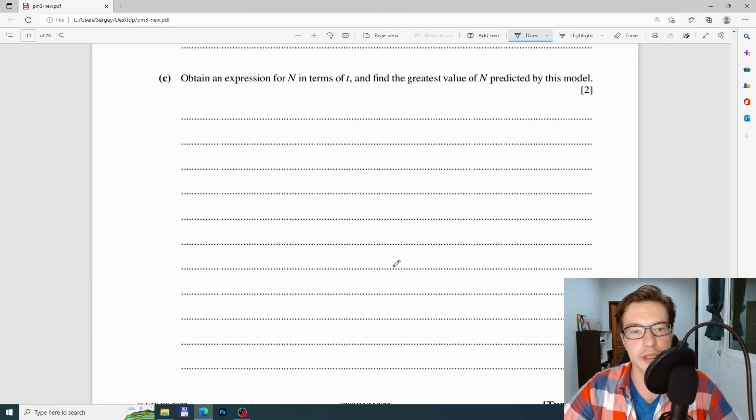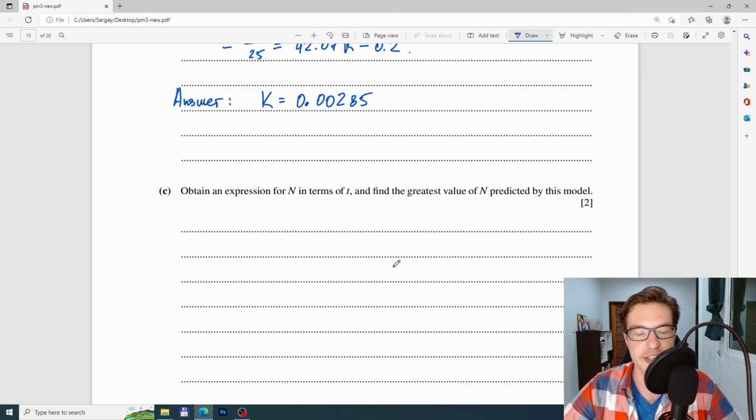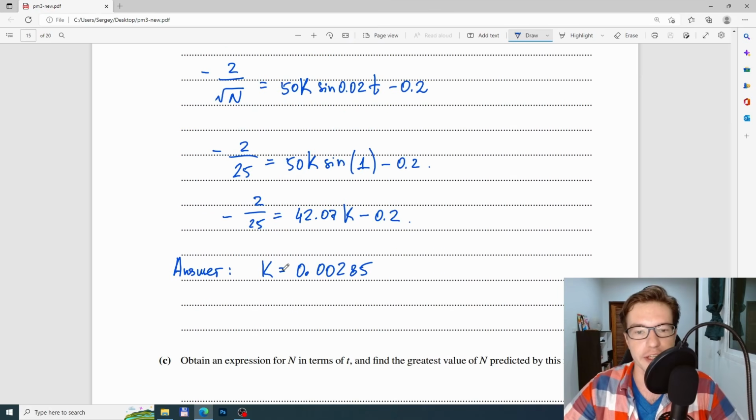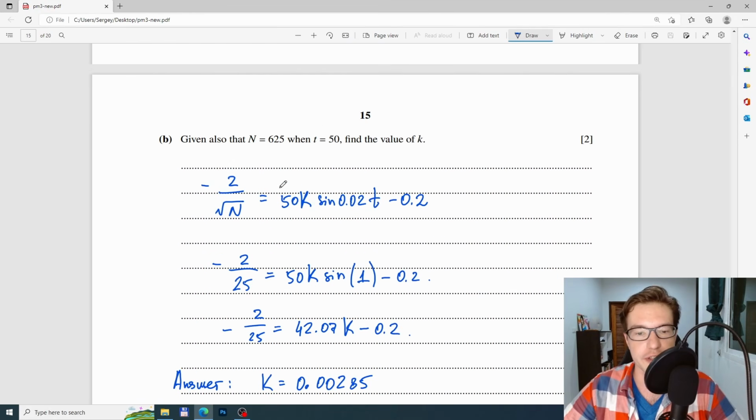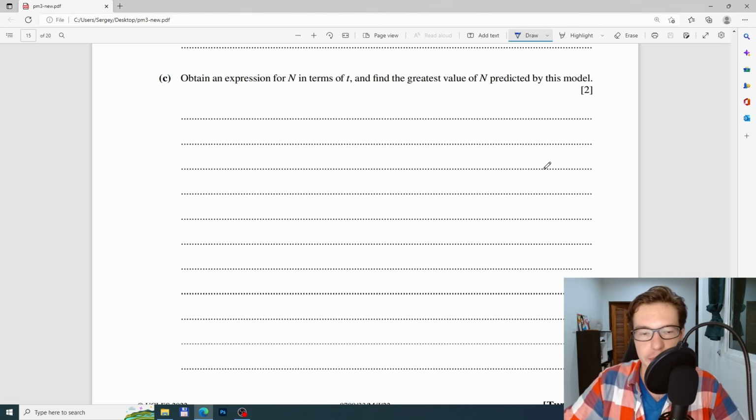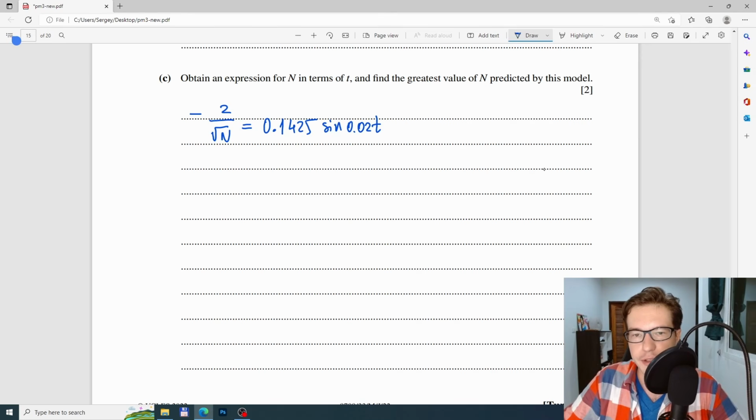For the next question, I will have to find the expression for n in terms of t. And I already know what the value of k is, so I can just substitute it into this first line of question B. And when I do this, I will get -2 over square root of n equals 0.1425 times sine 0.02t minus 0.2. And now all I have to do is to rearrange this to get n.